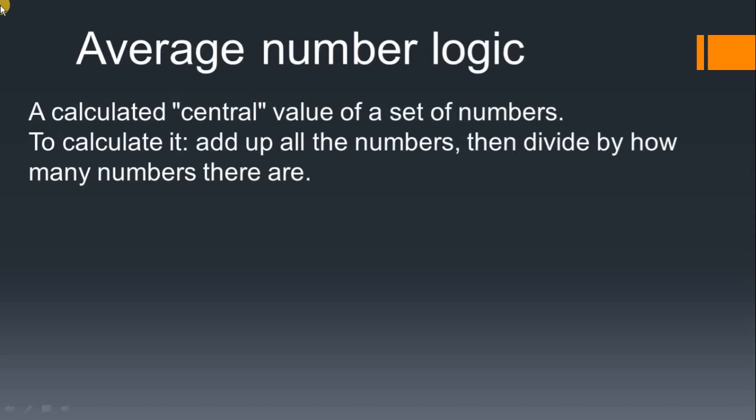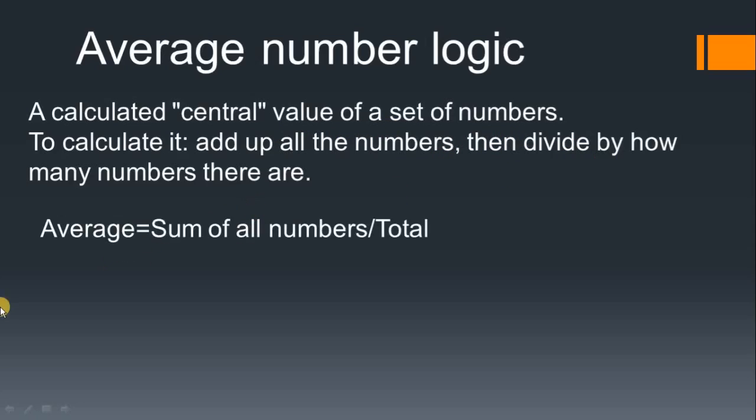So you just see here the definition of average number, or how you can get it. It is a calculated central value of a set of numbers. Central means the middle value, and to calculate it you have to add all the numbers and divide by how many numbers there are. So this is the formula of average: average equals sum of all the numbers divided by total.